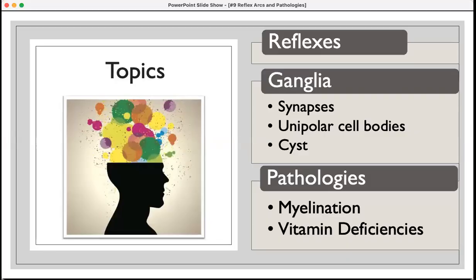So the reflexes, ganglia, and the ganglia are divided into these 3 types that I can see. There's probably more because ganglia is just a general term for a swelling or cyst-like appearance. So ganglia can include synapses, unipolar cell bodies, or cysts. And then, of course, the pathologies that will include myelination and some of the vitamin deficiencies.